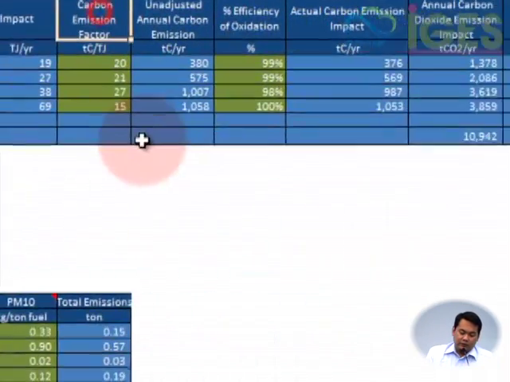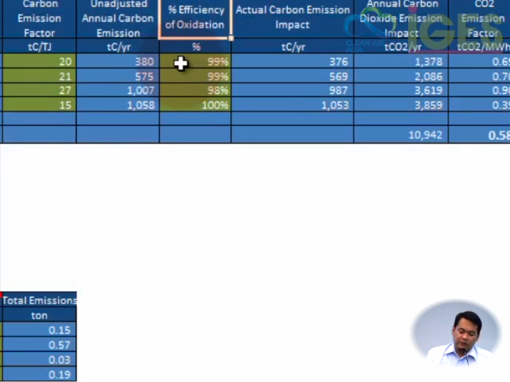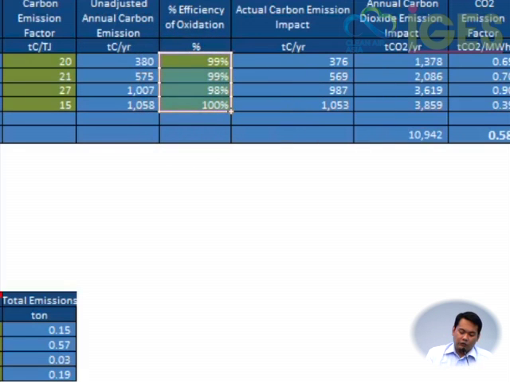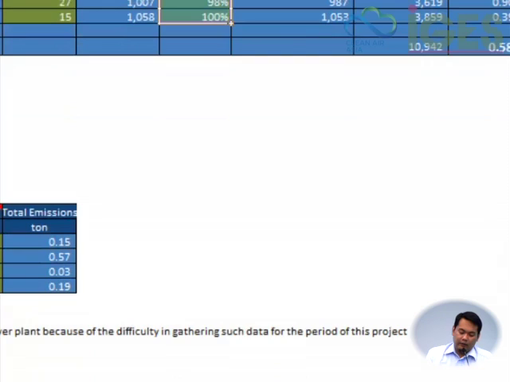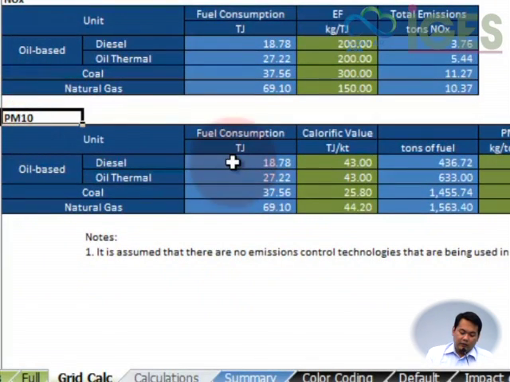Some of the other factors, such as heat rate, we have some default values here. Again, carbon emission factors are taken from IPCC, global standards. And the efficiency of oxidation, again, are global standards. We've also included NOx and PM into the calculations.